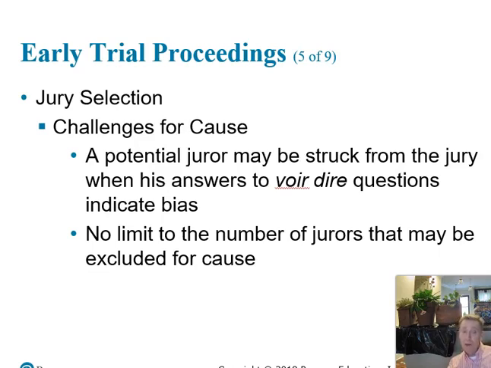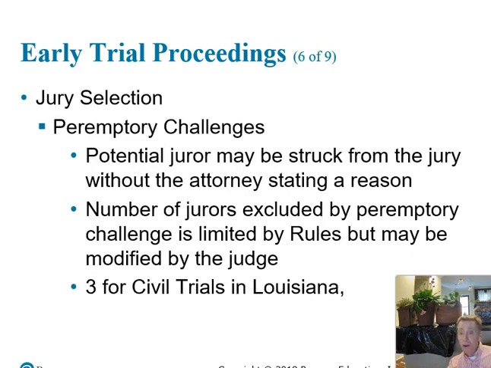Because with other things, like you just don't think they're the right demographic for you, you're going to be limited to a set number, three for civil trials in Louisiana. And those are called peremptory challenges. The attorney doesn't have to state a reason. They just say, we want this person excluded.